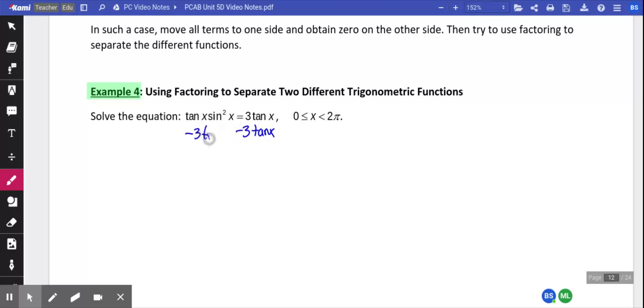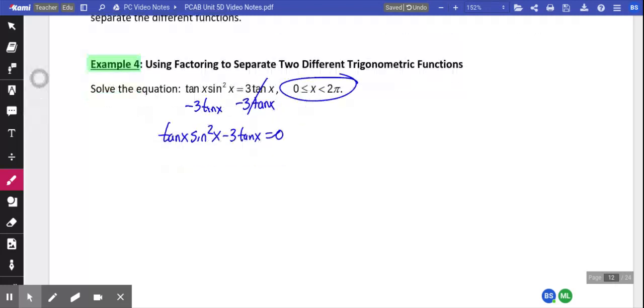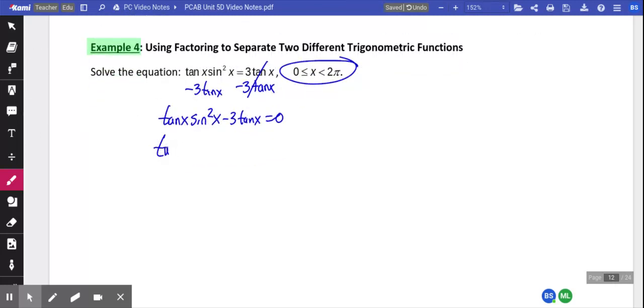Once again, please pay attention to the domain we're solving for here, right? We're trying to solve for these x values, all right? So we don't need to worry about the plus 2 pi n at the end. So when we subtract, we have tan of x sine squared x minus 3 tan of x is equal to 0. And we can think about our different factoring methods, and one of them is a GCF. There's a tangent of x in both of these terms that we can take out. So we can separate that into 1 to get sine squared of x minus 3 is equal to 0.